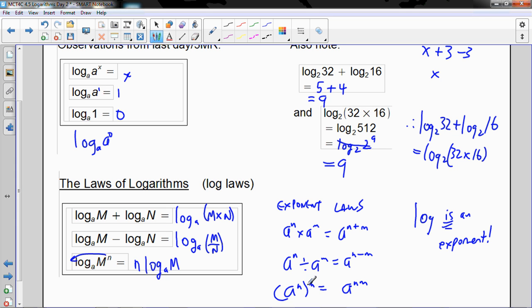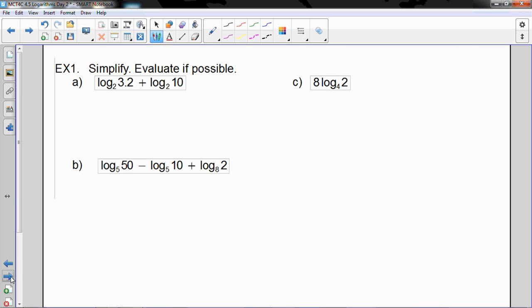M and n are the powers here. When I have exponents on exponents, I have powers of powers, then I multiply the powers. So these statements are analogous. They're exactly the same thing, written in a slightly different way. And we're not going to prove any of these. We're just going to use them. And so off we go.